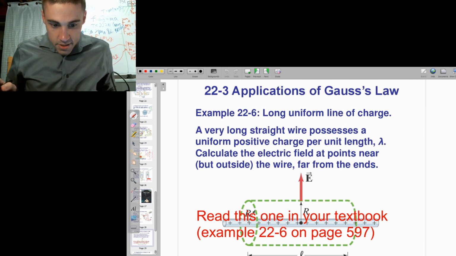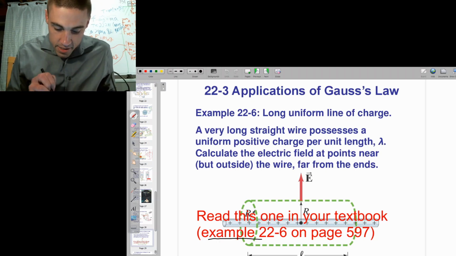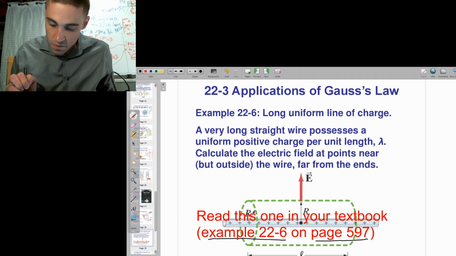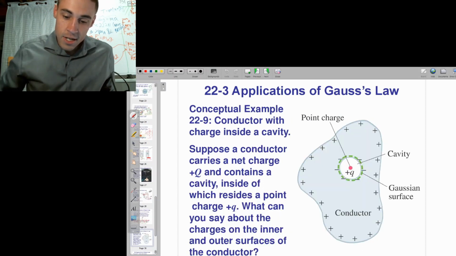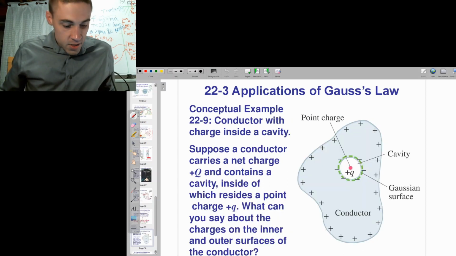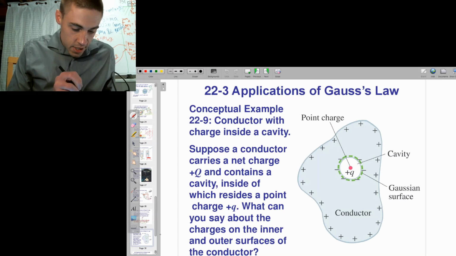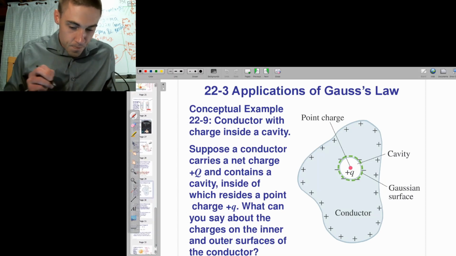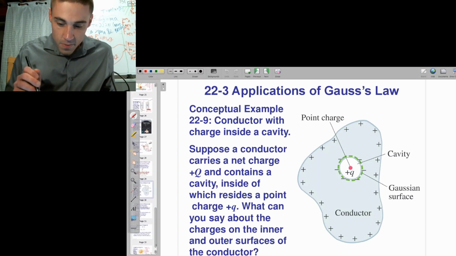All right. So I would love to go through this other Gauss's law example, 22-6, but I don't have time. However, you can look at example 22-6 on page 597 in your textbook. I would highly recommend that you do that. Okay, last one before I go to my final example, which is going to be a little bit longer.